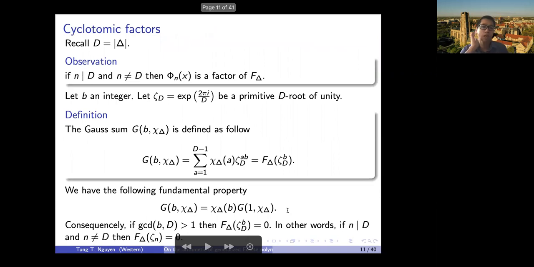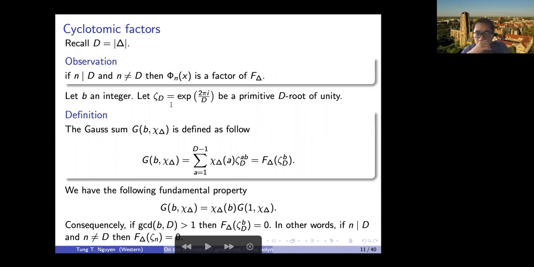So the examples that I just showed give us the following observation: if n is any divisor of d and n is not equal to d, then phi n is a factor of the Fekete polynomial. We made this observation by looking at a big set of data. It's not obvious, but when you take a look at a big set of data, you have this feeling that it's true. And then we tried to prove that.